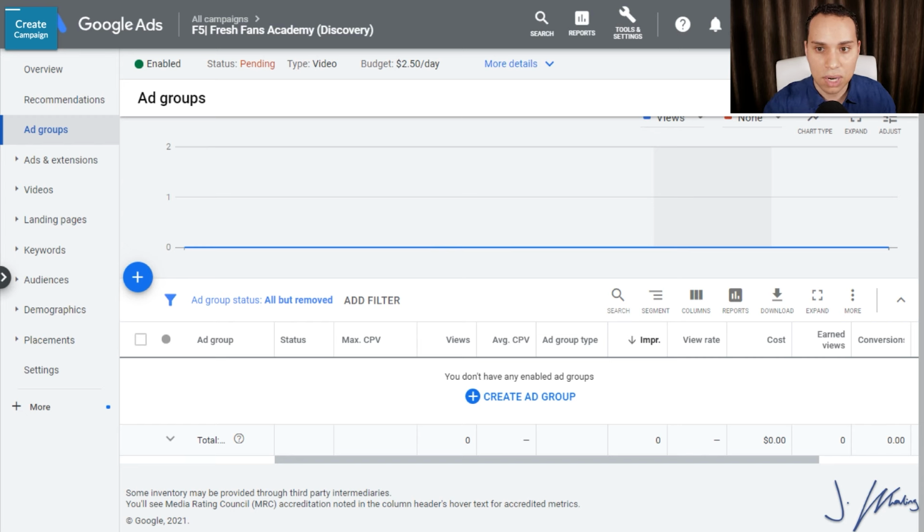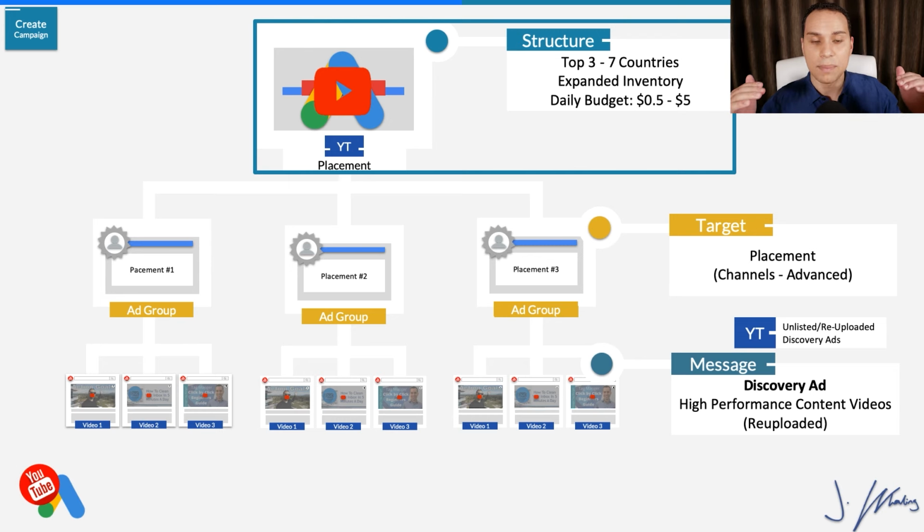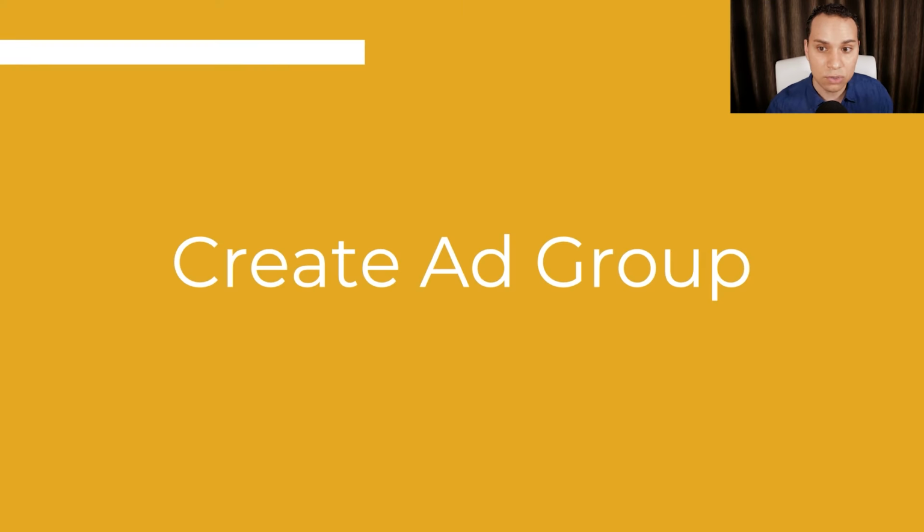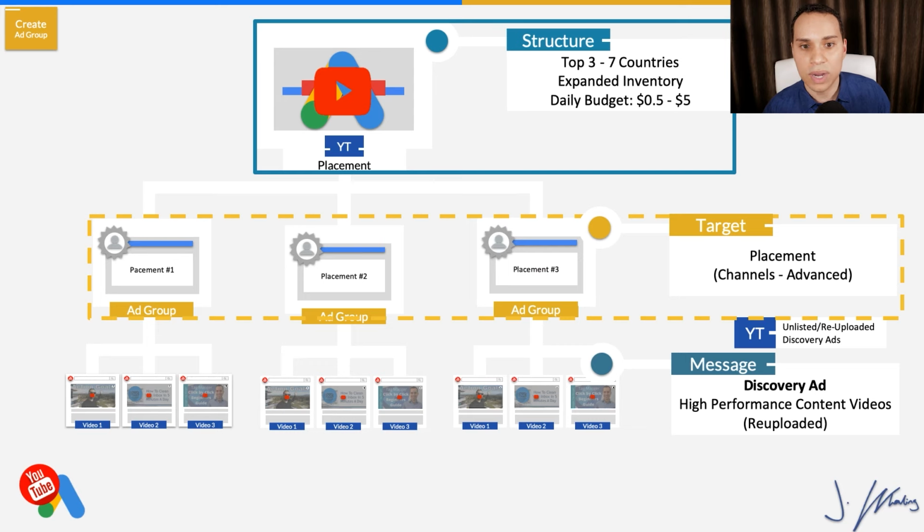So if we go back to our diagram, you'll see here at the top, we've set up the campaign. So we've chosen the countries, we've chosen the type of inventory, we've picked our daily budget, and now it's time to create our ad groups. And this is going to be where we decide who we are targeting.